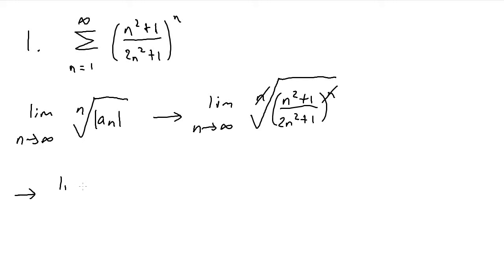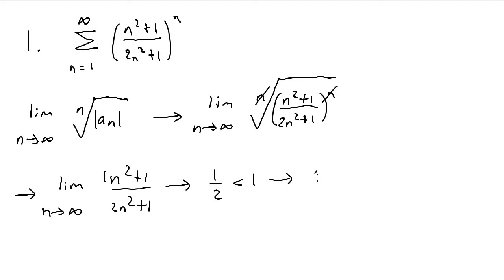So if I were to rewrite this, the limit as n approaches infinity of n squared plus 1 over 2n squared plus 1. Now once again with end behavior, we're looking at the highest degree of the numerator and the denominator. The highest degree of the numerator is n squared, and the highest degree of the denominator is 2n squared. Since they are the same degree, we're just going to look at the ratio of the coefficients, and the ratio is 1/2. So the limit as n approaches infinity is 1/2. Notice 1/2 is less than 1, which means the series is absolutely convergent by the root test.